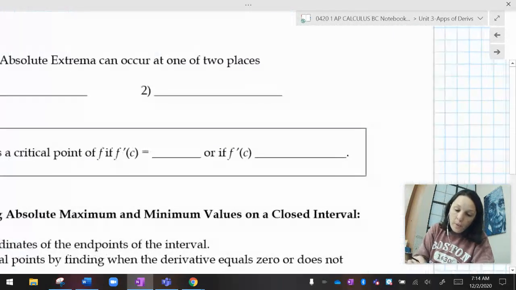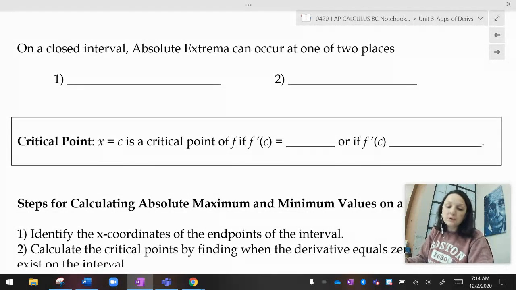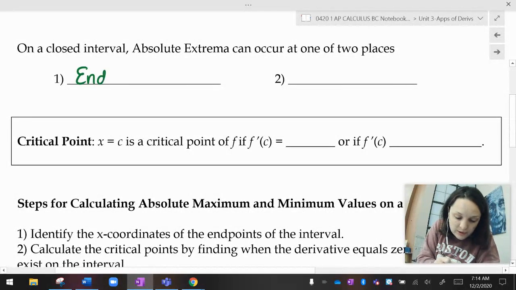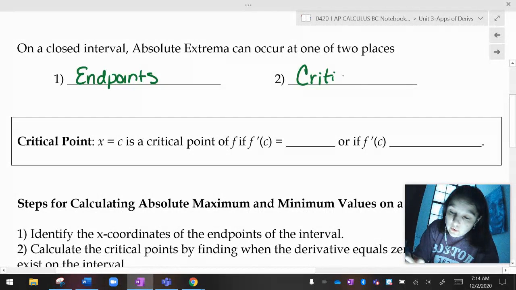All right, so things you need to know on a closed interval. Absolute extrema can occur at one of two places. They can occur at endpoints, or they can occur at critical points.